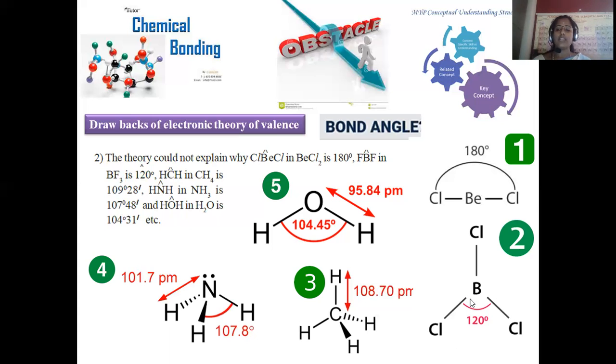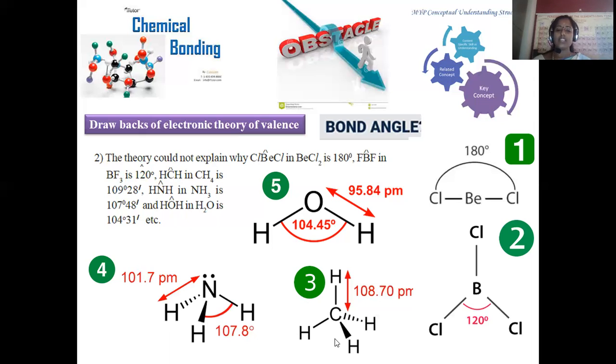Boron trichloride is a triangular planar molecule with three bonds. All bonds lie on the plane, and the consecutive angle between two adjacent atoms is taken as 120 degrees. Move on to the third molecule, called methane.